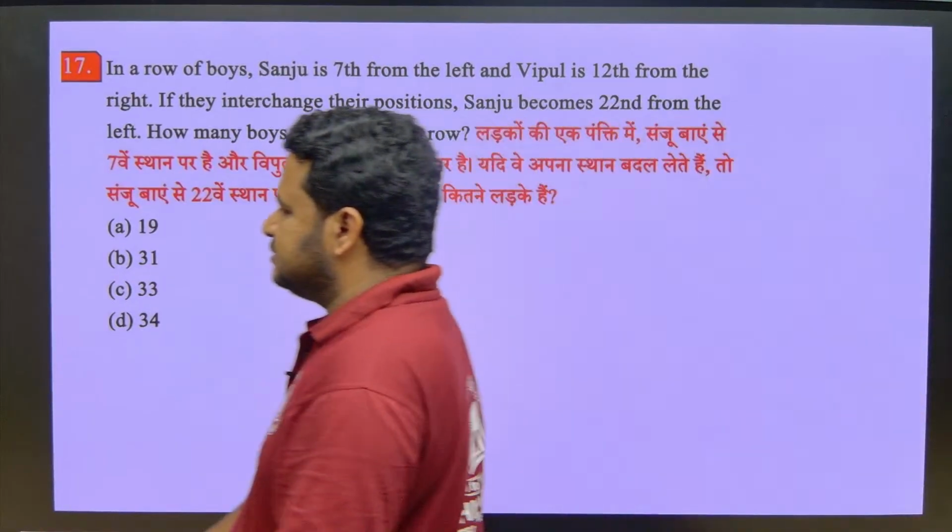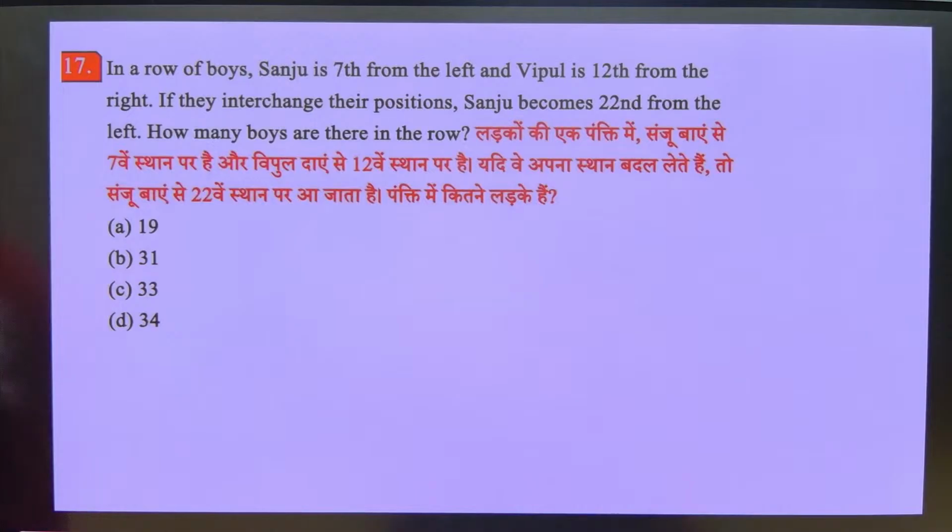So have a look at this. In a row of boys, Sanju is 7 from the left hand and Vipul is 12 from the right hand. If they interchange their position, Sanju becomes 22nd from the left. How many boys are there in the row? Okay, please take a minute and try to solve this.